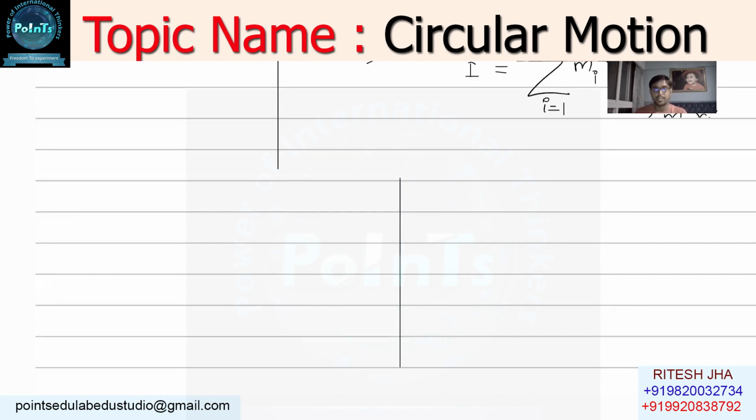How about when it is a disk? Then there are so many masses, so many masses. So then we have to integrate. Then we don't use the summation. We basically take a very, very small mass around it, and then we integrate it to determine the moment of inertia of this rigid body.